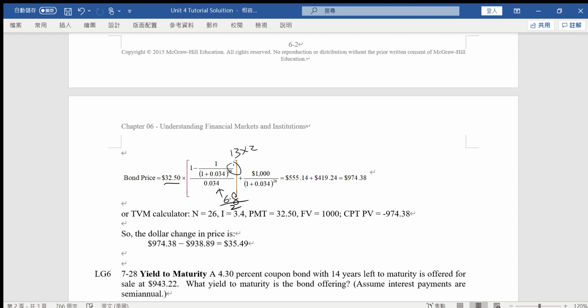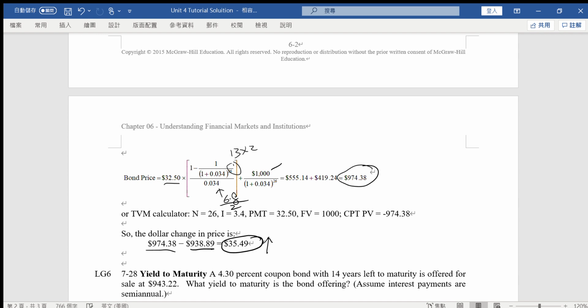And then the market interest rate is 6.8, right? Divided by 2, that will be 0.034. The same for the par value and those things. And finally, the bond price will become 974.38. Okay, so simple. 1 year later it becomes that, and 1 year before it is that amount. That's why it will be increased by 35.49.